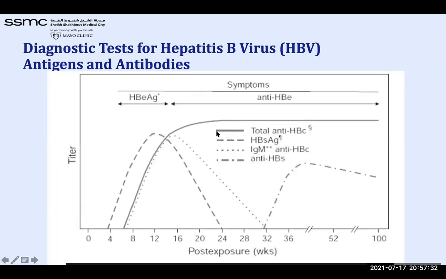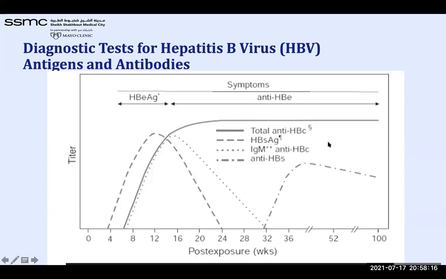But the most important thing to understand is when all these types of antigens and antibodies increase. This is the titer and this is the post-exposure weeks. Total anti-HBc is the solid line, and HB surface antigen is the dotted dash line. The dotted line is IgM, and the anti-HBs is the dot and the line. First of all, the HB surface antigen increases, peaks at about 12 weeks, and then comes back by 24 weeks. This is the HBe antigen and this is the anti-HBe antigen.